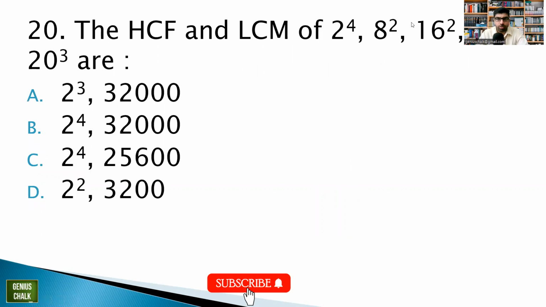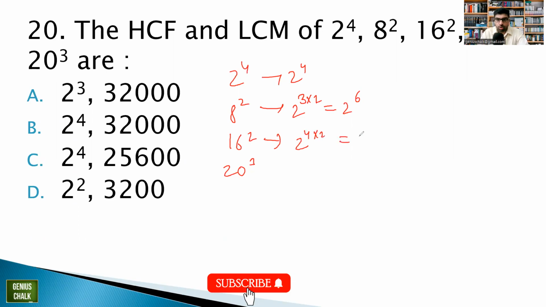It says HCF and LCM of this. So we know the way: 2 to the power 4, 8 to the power 2, 16 to the power 2, and 20 to the power 3. First, break them into their respective prime factors. So 8 can be written as 2 to the power 3, and squared, 2 to the power 6. 16 is 2 to the power 4, squared, 2 to the power 8. 20 is 5 into 4, which is 2 square into 5, and cubed, so we can write 2 to the power 6 into 5 to the power 3. Now we can just check it.